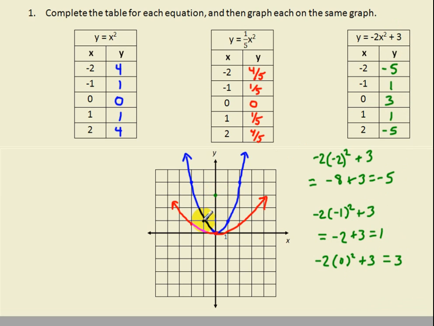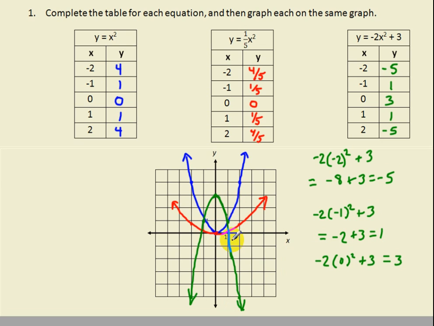And then we have points at -1, 1 and +1, 1. And then -2, -5. So all the way down here. And +2, -5. Okay, so a couple things have happened here. So we still have our parabola here. We try to make that nice and smooth and curvy as much as possible. Okay, so a few things have happened.